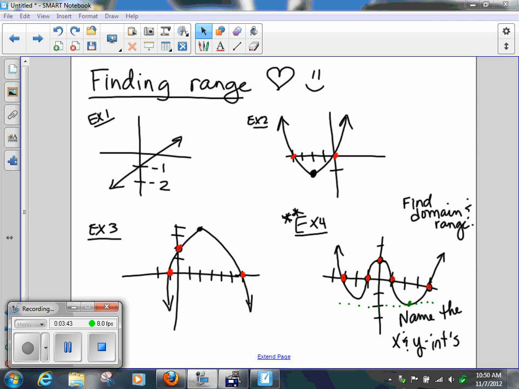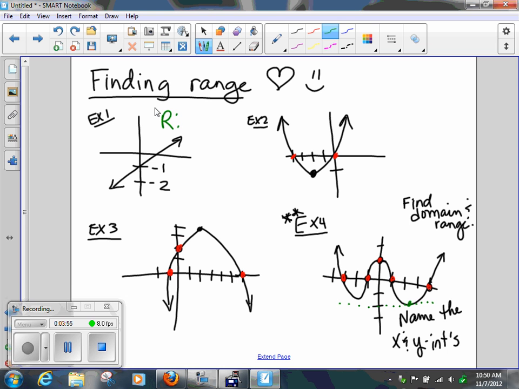So we're only finding the range for examples 1, 2, and 3, okay? Now, just the range. Range has to do with what values, x's or y's? Y values. So my y values are going to run from what to what? All right, negative infinity to positive infinity. Do you guys agree with that? Okay.